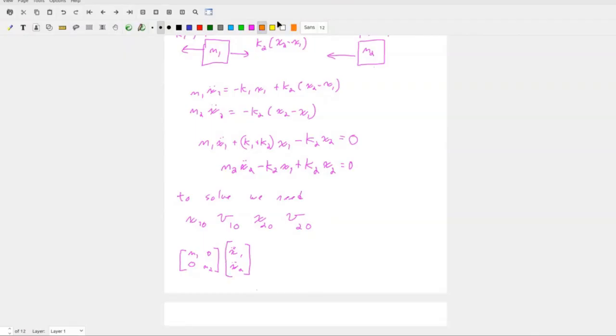And now I have my first cool thing of the chapter. I have my mass matrix.